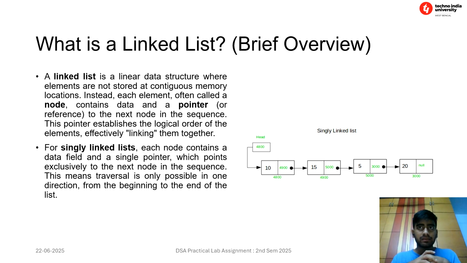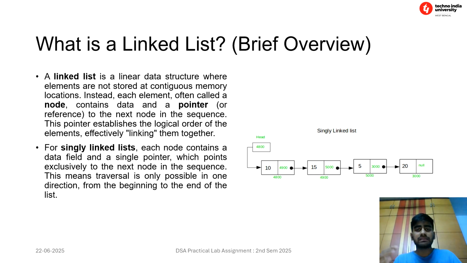So in a linked list, basically, each element of the data is scattered throughout the computer memory. They are not contiguous like an array, but they are connected to each other through pointers. But they are scattered throughout the computer's memory.